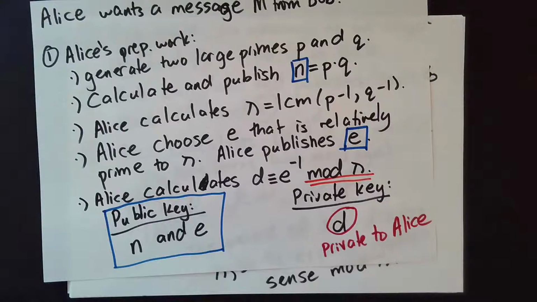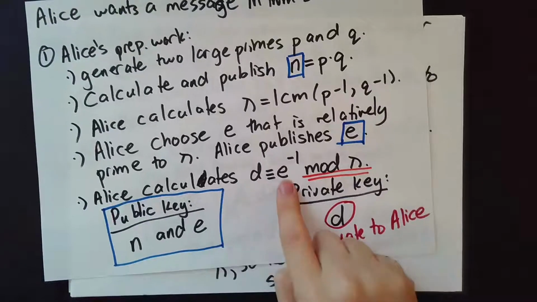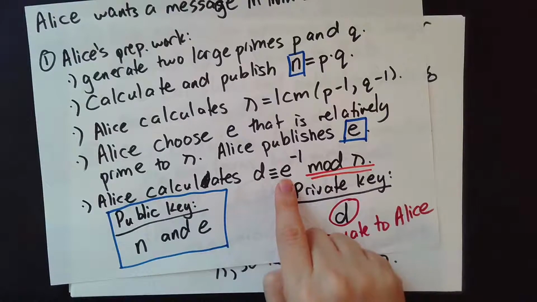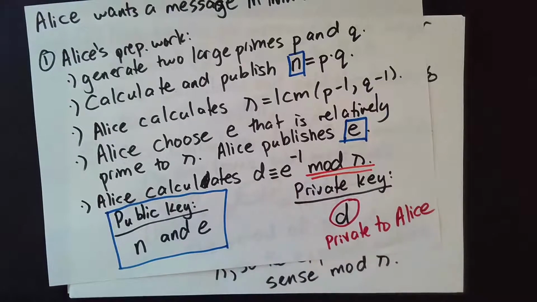Now, note if D was E inverse mod n, that would be really bad, because someone who's watching could calculate D, right? Because anyone could calculate E inverse mod n. And hey, E probably has an inverse mod n. It's just not the useful thing to have. Okay, questions about this?